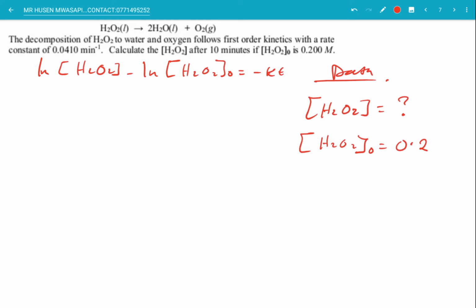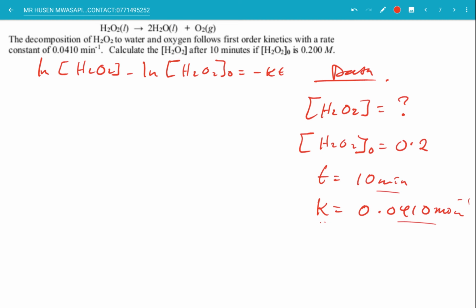Because you have been asked to calculate the concentration after some time, which is 10 minutes, if the initial is 0.2. So you have the initial concentration, and the time is simply 10 minutes, and the rate constant, I guess, has been given to be 0.0410. Since the rate constant is in minutes, and the time is in minutes, there's no need of converting time to seconds. But if you want, you can convert time to seconds, but the moment you convert the time to seconds, also convert the minutes on the rate constant to seconds, then you can plug in.